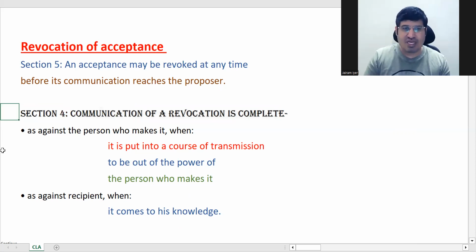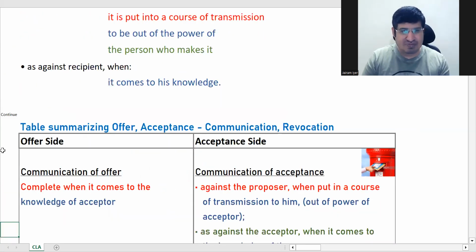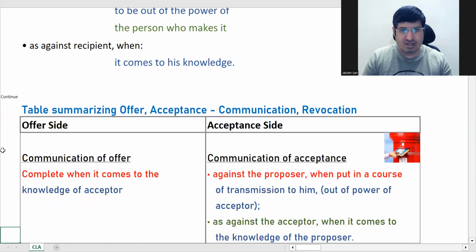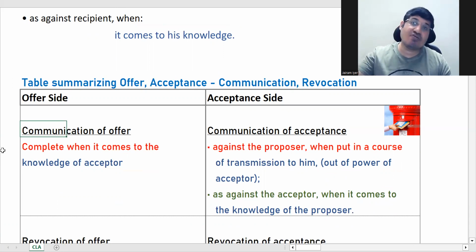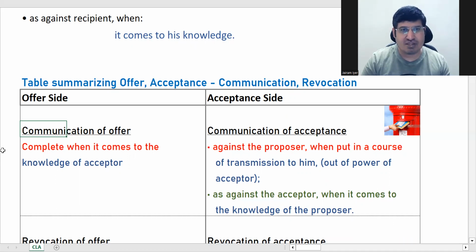So I told you that I'll show you a table, right? Fine, so this is the table. After we go through this table, it will be crystal clear for you. Whenever it comes to communication of offer and acceptance, then revocation of offer and acceptance, and communication of revocation of offer and acceptance, you can directly refer to this table. It will be very straightforward.